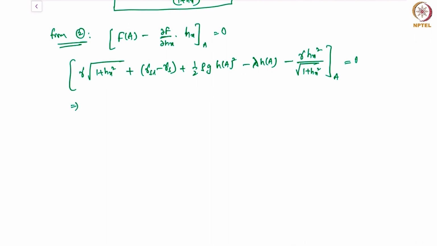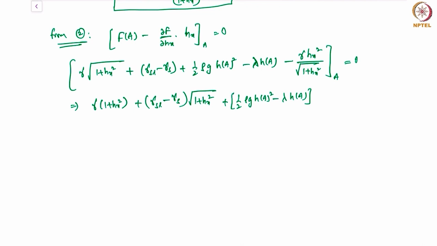We can multiply throughout by square root of 1 plus hx square, and what do I have? Gamma times 1 plus hx square, plus gamma SL minus gamma S of square root of 1 plus hx square, plus half rho g h a square minus lambda h, this multiplied by square root of 1 plus hx square, and finally minus gamma hx square is 0.